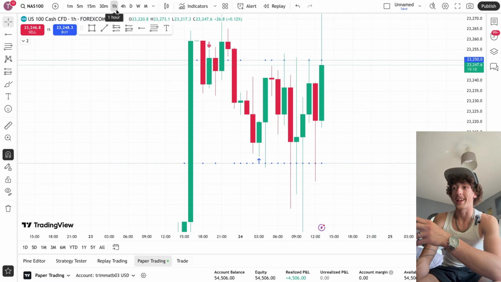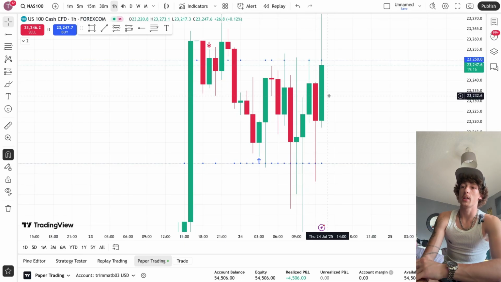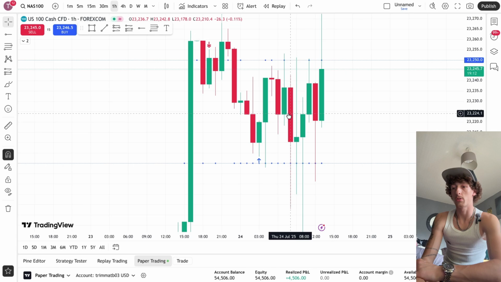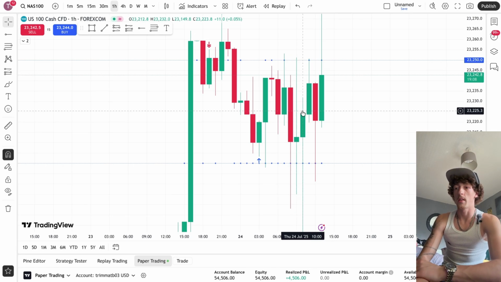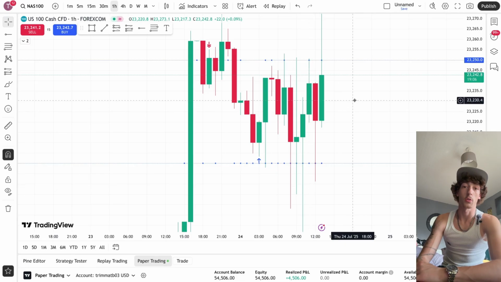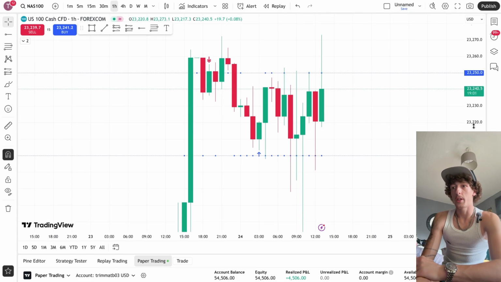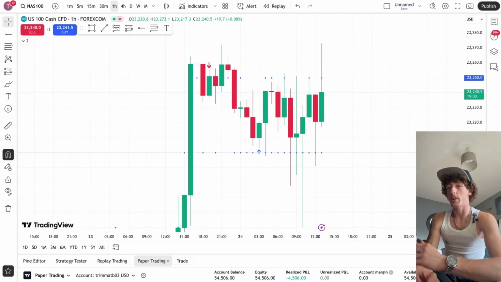So we're currently looking at an hour. So every one of these candles is 1 hour's worth of price action. So this was 8 o'clock, the next one was 9, the next one was 10, the next one was 11, so on and so forth. Now, you might be thinking, how do these wicks form and how do these bodies close?